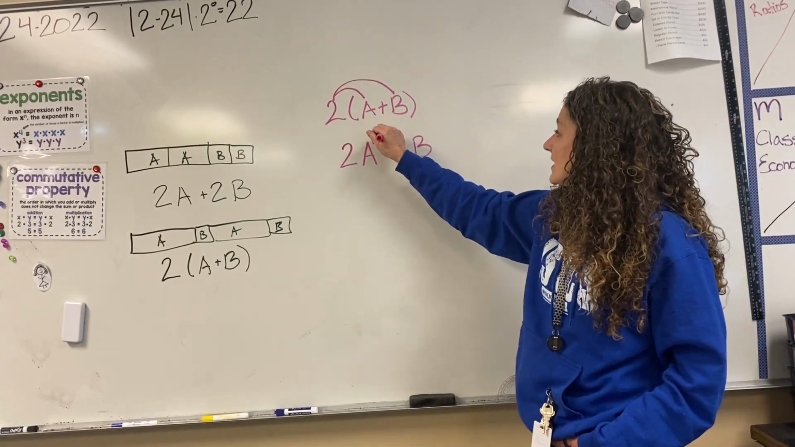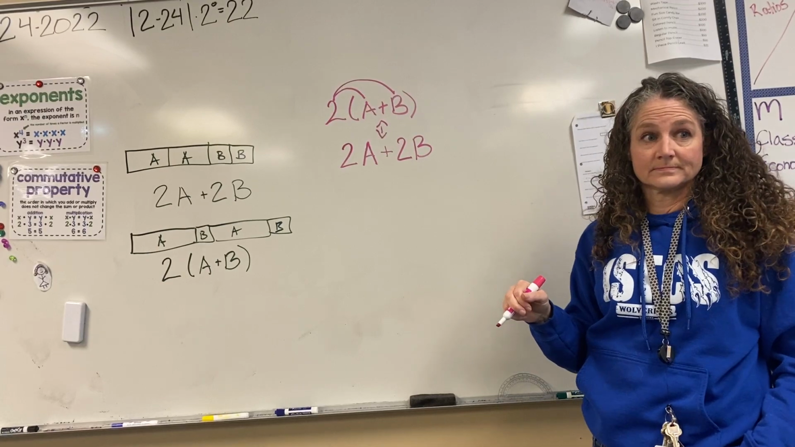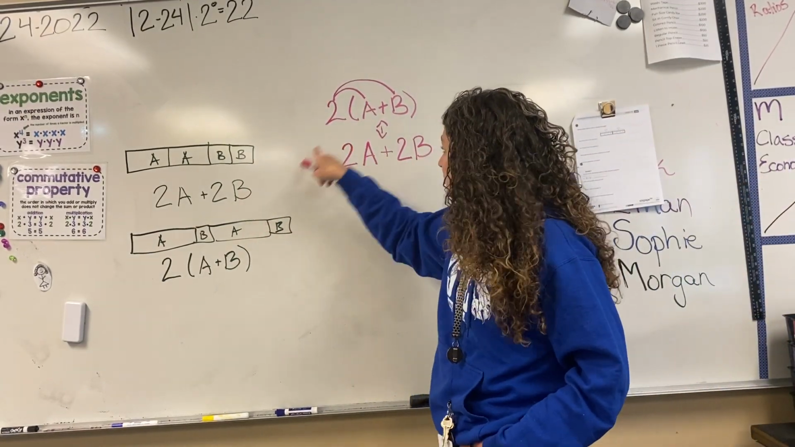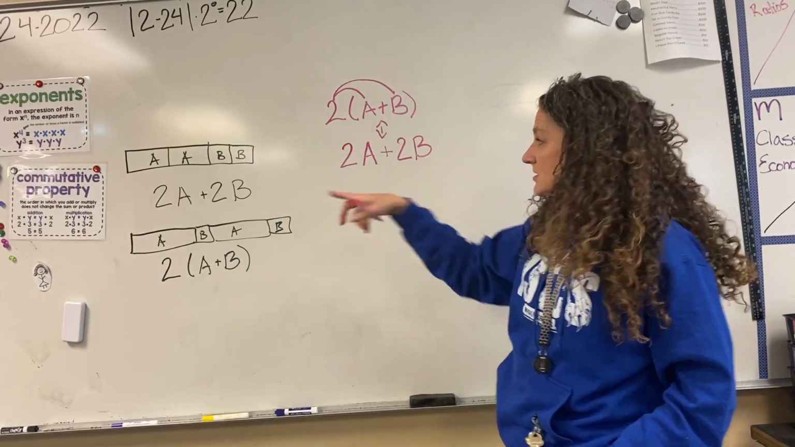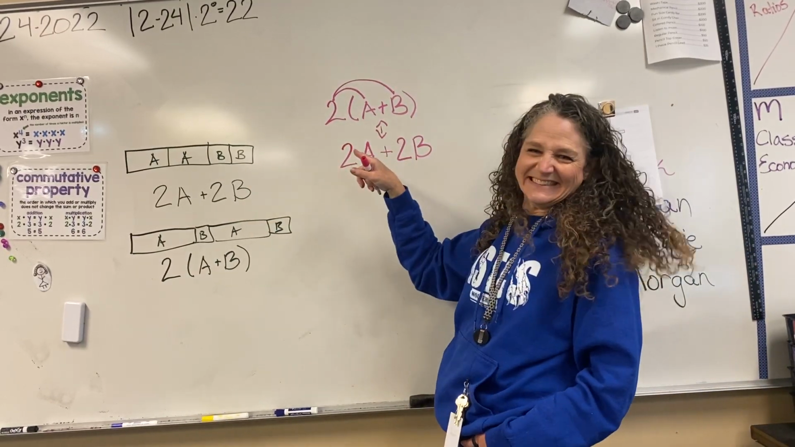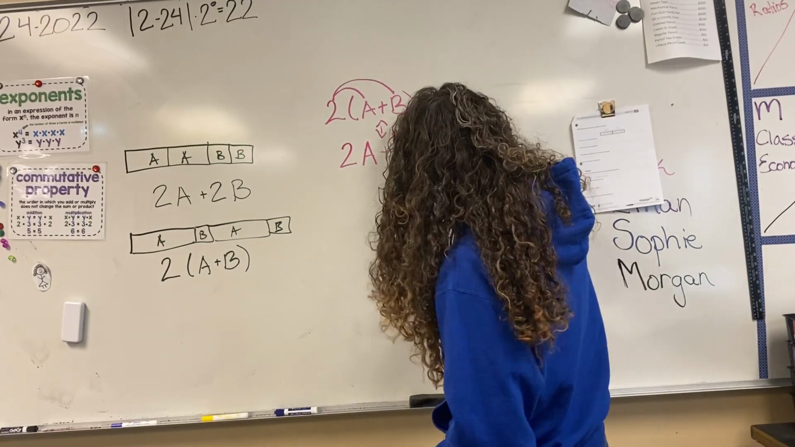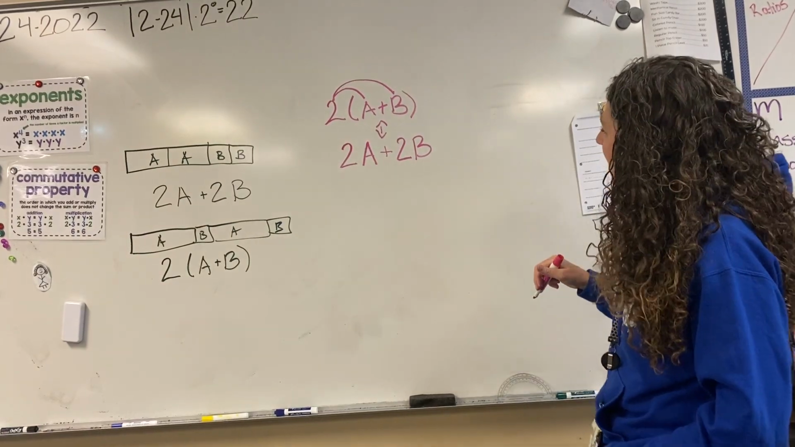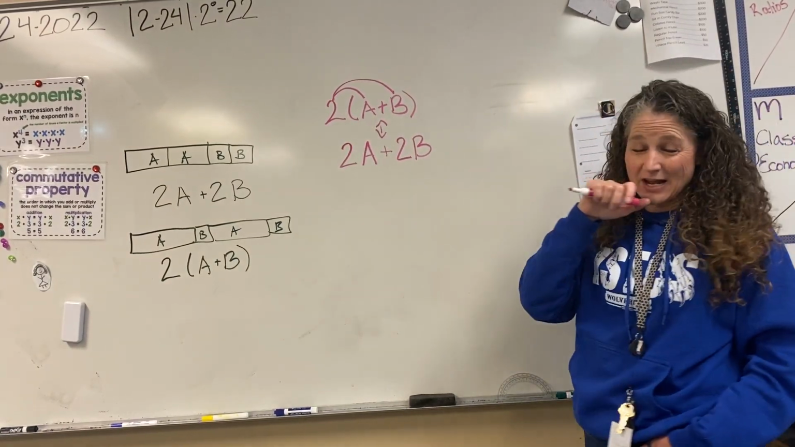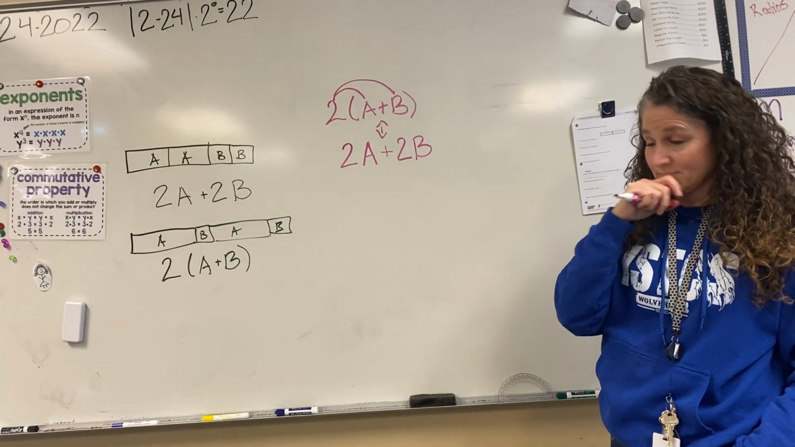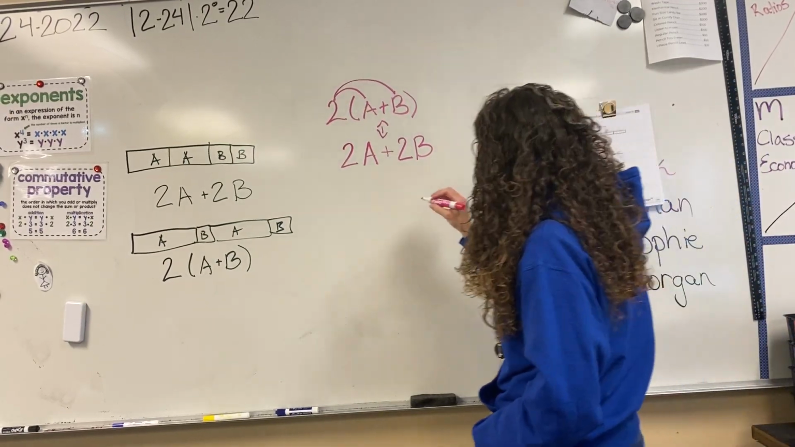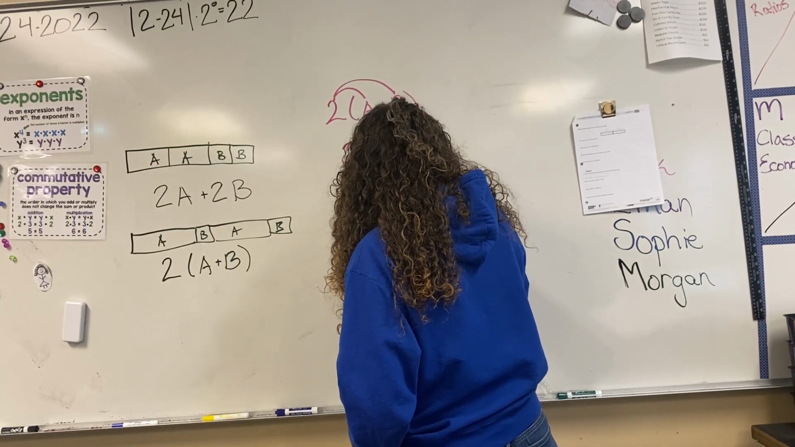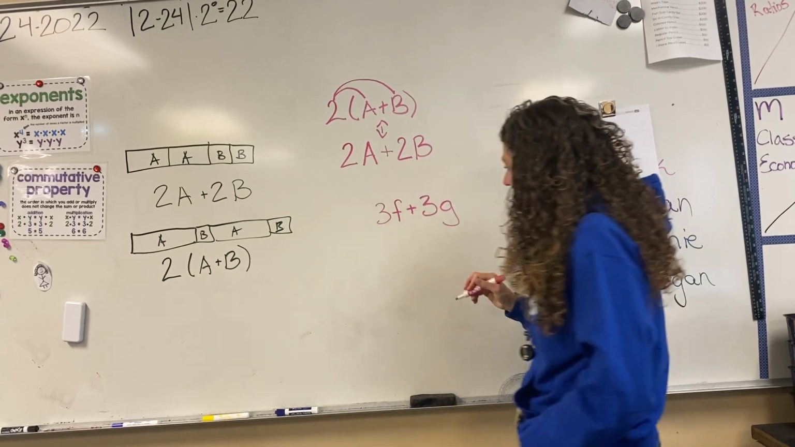Alright, are these equivalent expressions? Yeah. Because if I draw these out, are they the same thing? These are in pink and these are in green. But they're equivalent expressions. Now, the question is, can I go backwards? Let's look at example 3. What if I have 3F plus 3G? Can I go backwards?